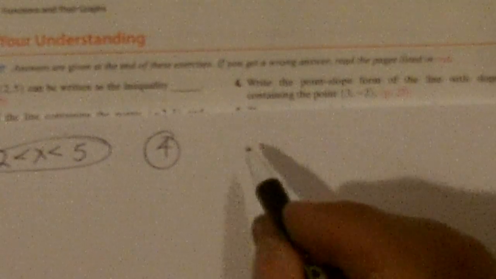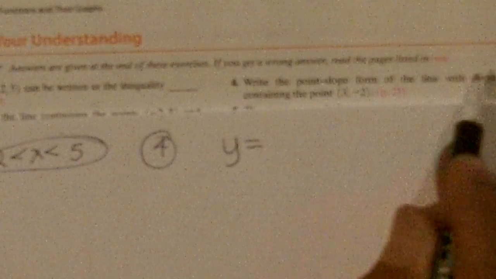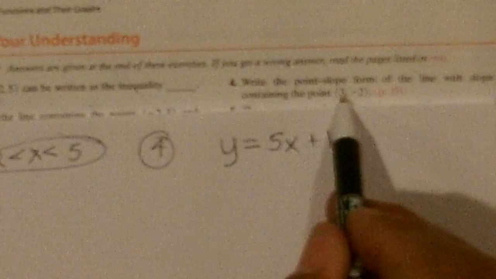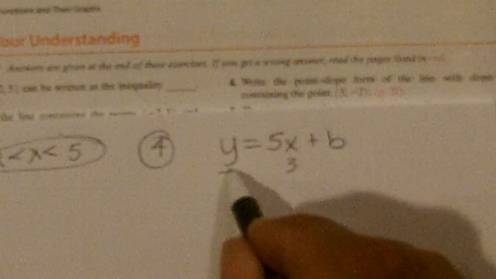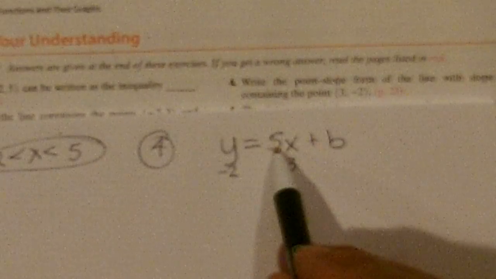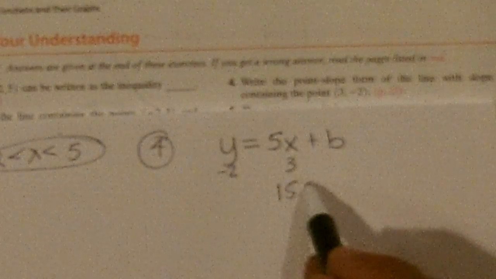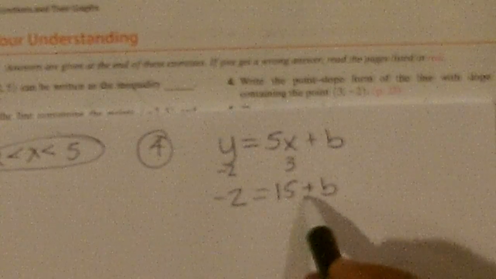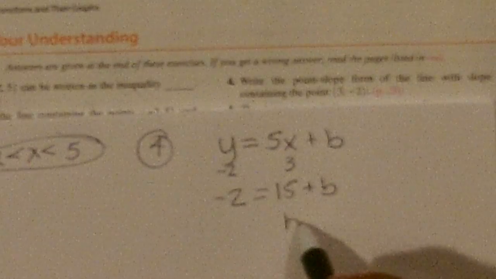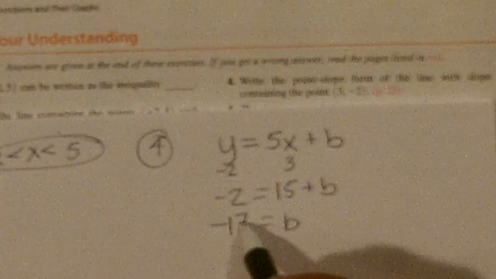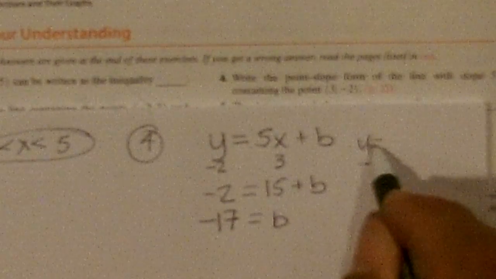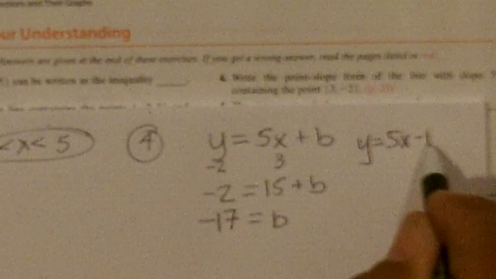And then 4. Write the point-slope form of a line with a slope of 5. So that's y equals m, which they said is 5, x plus b, and containing the point (3, negative 2). If I put in 3, 5 times 3 is 15, plus b has to be negative 2. So b would be, subtract 15 both sides, b would be negative 17. So the equation in point-slope form would be y equals 5x minus 17.